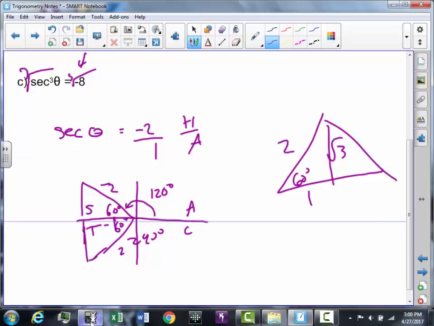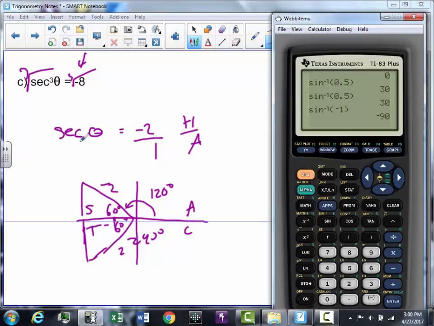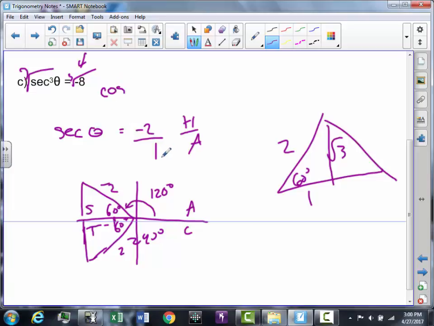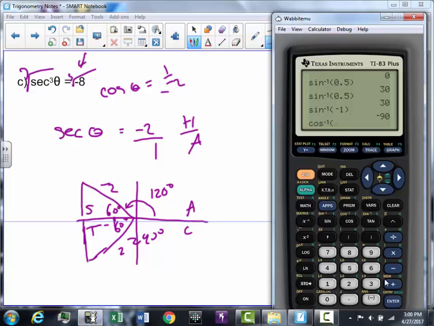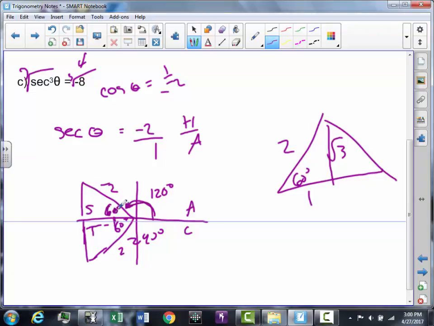Here's another option. Now, I can't actually inverse a secant, but I could do a cosine. If secant is negative 2 over 1, then cosine would be 1 over negative 2. And that one I could use my calculator for and go inverse cosine of negative 0.5. Now, the downside to this method, though, is it only gives me one answer. But at least it gets me going, right? And the one answer it gave me was 120. Well, that makes sense. This was the 120. Oh, look, there's a 60 left over. That puts a 60 here. That makes that. Makes sense. Okay, so that's my lesson.